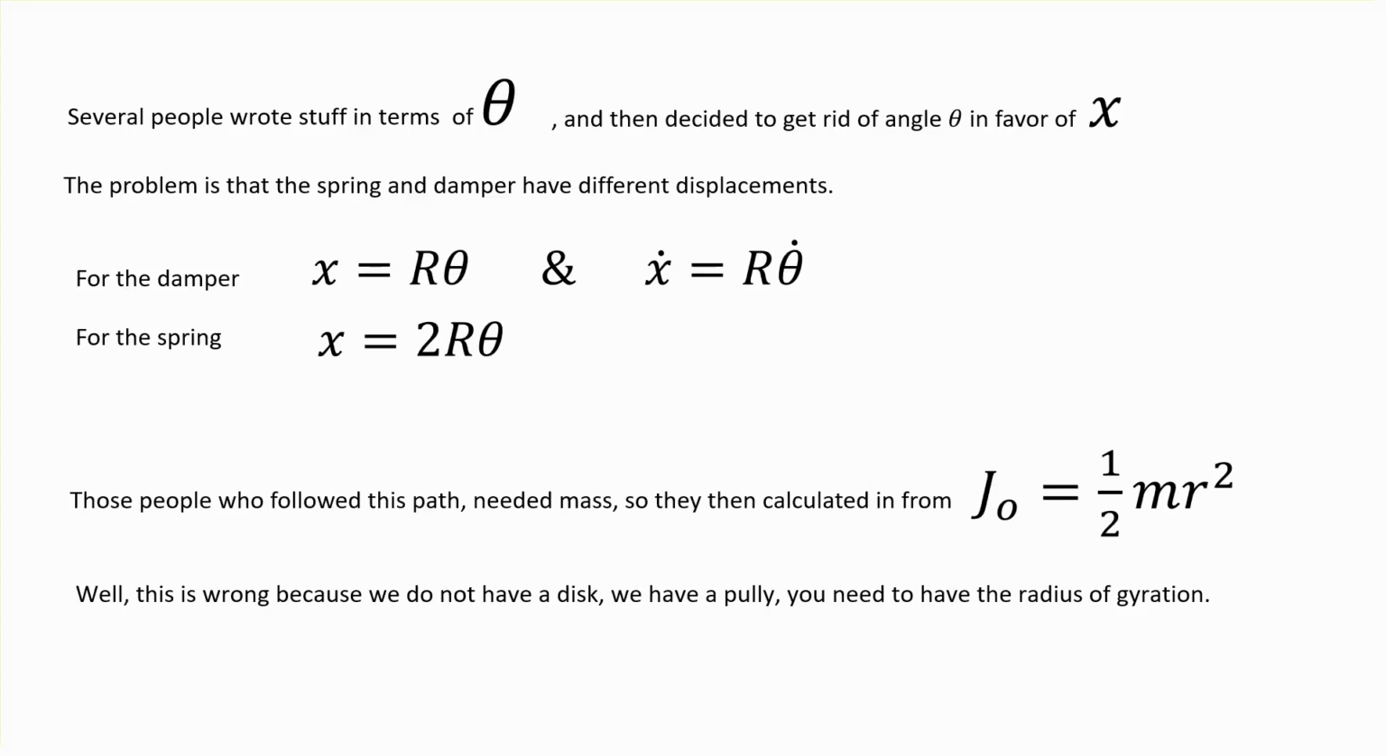The other issue, if you're going to use x, at some point you need the value of the mass. In other words, you decided that you're going to use the mother of all equations, m x double dot plus c x dot plus k x equal to 0. Fine. But the question is, what is the value of m? And they said, okay, I'm given J_O, and I know that J_O is 1 half m r squared. So let me go ahead and solve for m out of this.